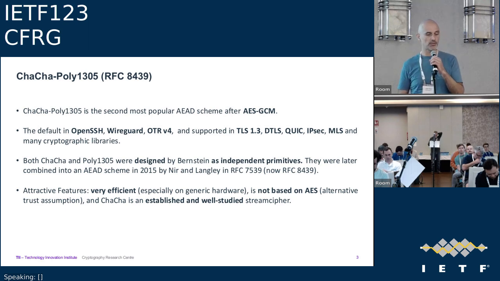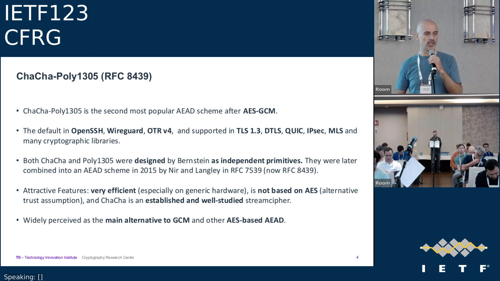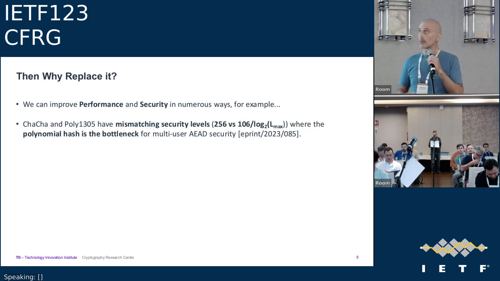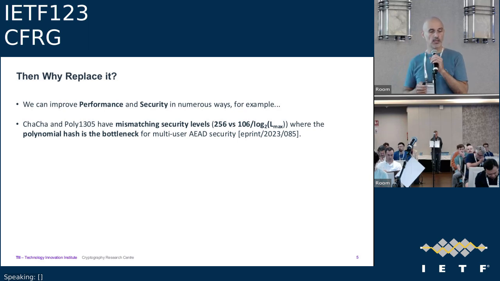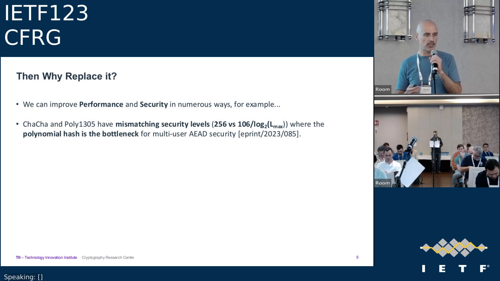Its attractive features are that it's efficient, especially on generic hardware. It's not based on AES, and ChaCha has stood the test of time as a stream cipher. And today, it's widely perceived as the main alternative to GCM. So why change it then? In essence, we can improve both the performance and security in a number of ways. Because ChaCha and Poly1305 were designed independently, they have mismatching security levels. Essentially, ChaCha has a security level of 256 bits, whereas Poly1305 typically has a security level below 106. Not necessarily a problem, but typically Poly1305 tends to be the bottleneck in terms of security.